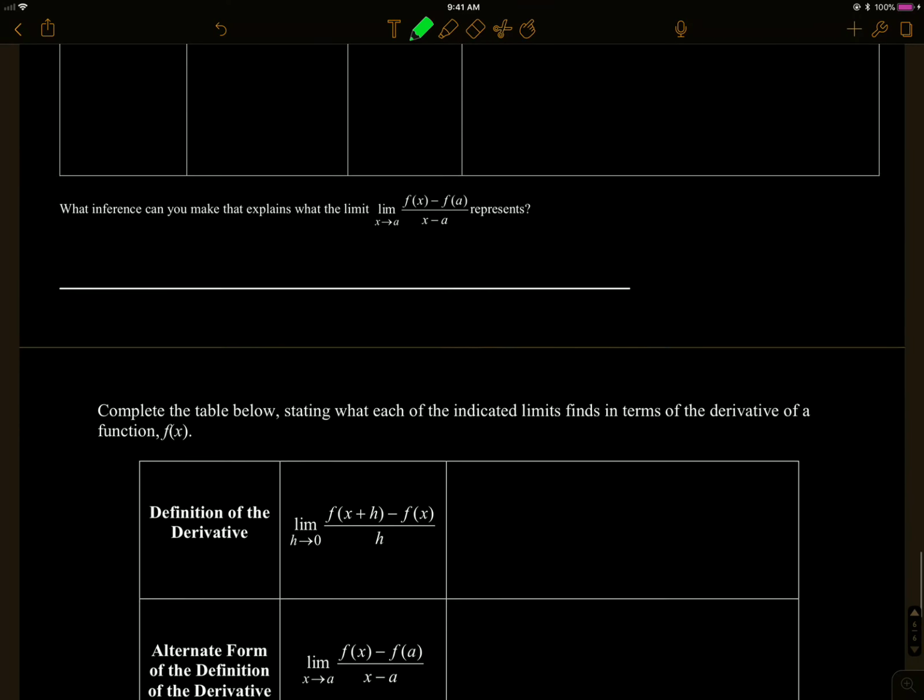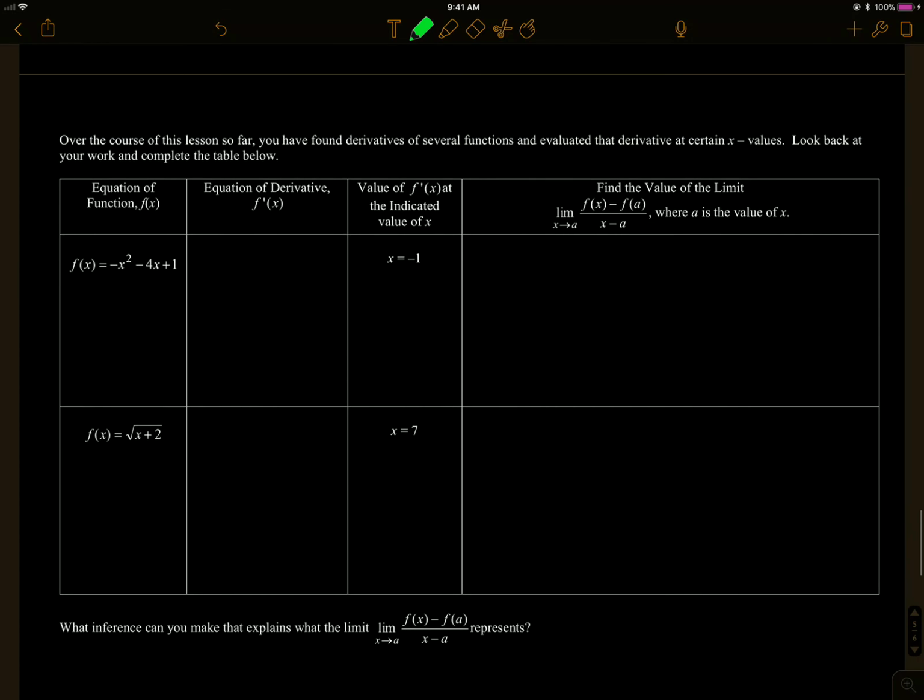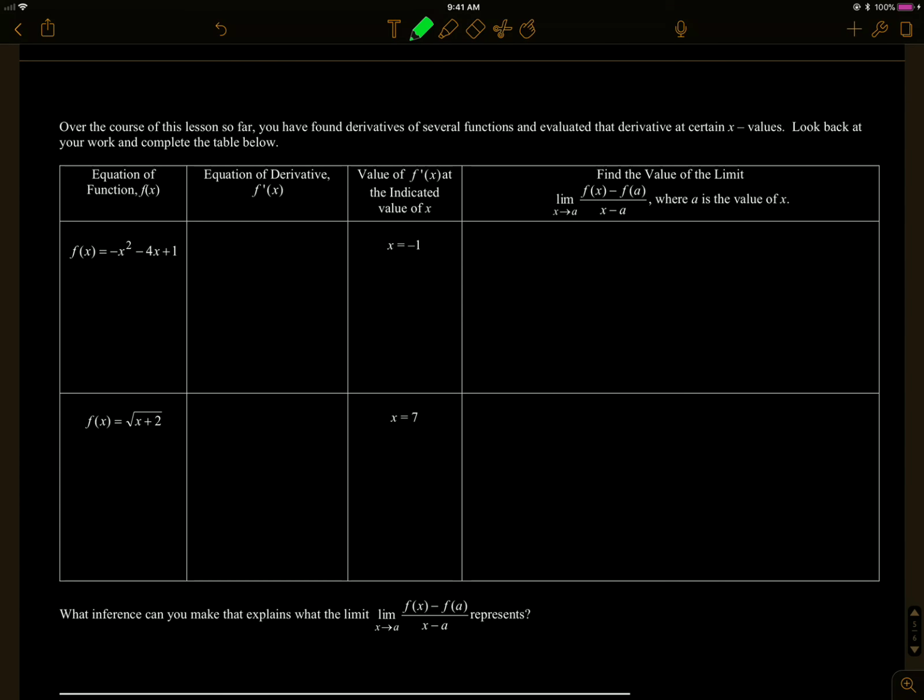All right, we're almost there. Last couple things. So we found derivatives of several functions and evaluated at certain x values. Let's look back at our work and complete the table below. So I'm going to say this is open for you to do, and we can talk about this at the start of class. Okay? So I want you to just kind of look back, and this sort of gathers your information, and this is a very good summary here.